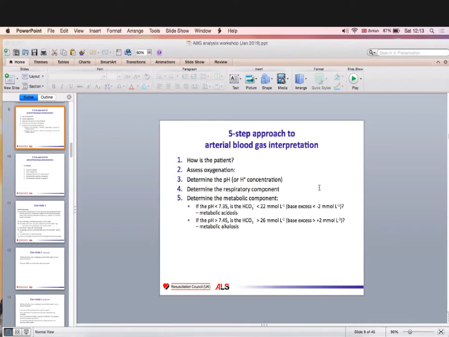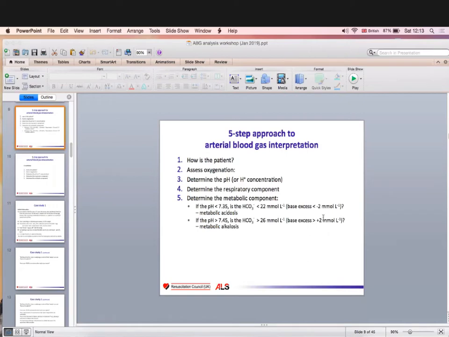That means in a normal patient, in some patients, you might have a base excess of -2. That means you need to add 2 of base to bring the pH back to normal. And in some patients, you might have excess of base. That means you have to remove 2 of base to bring the pH back to normal.